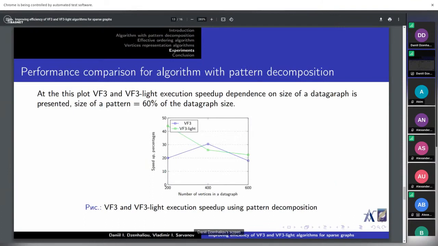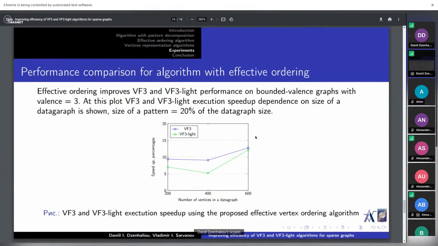Now, let us look at the plot of VF3 and VF3-light speedup dependence on the size of the data graph for the algorithm with pattern decomposition. That is a comparison of the two-threaded algorithm compared with one thread. And that is a plot for VF3 and VF3-light performance with effective vertex ordering.